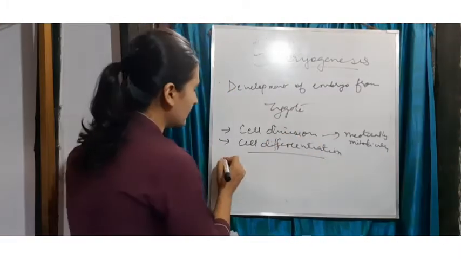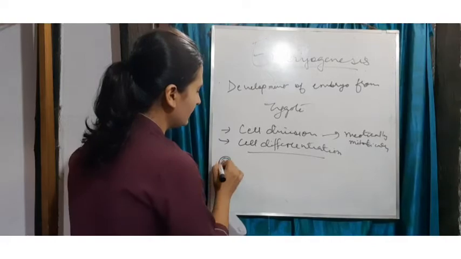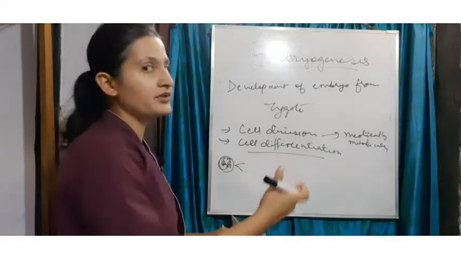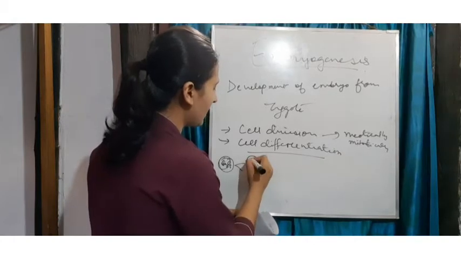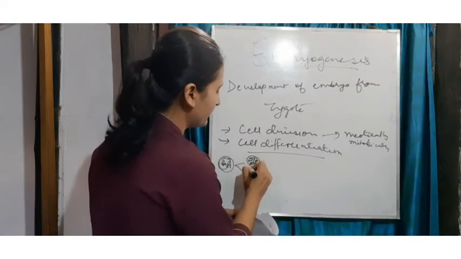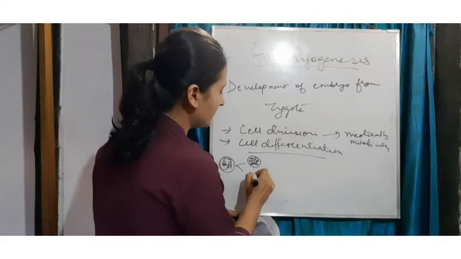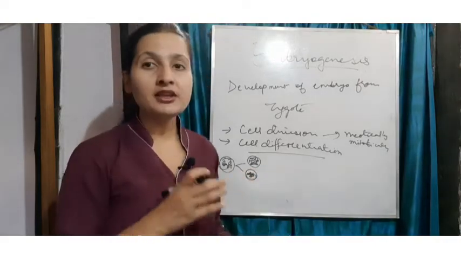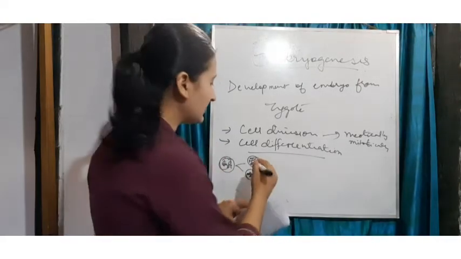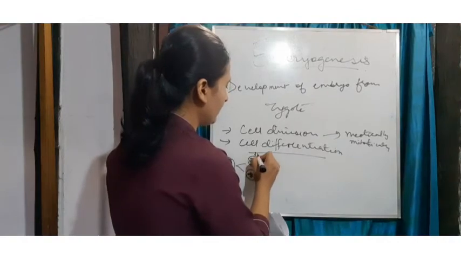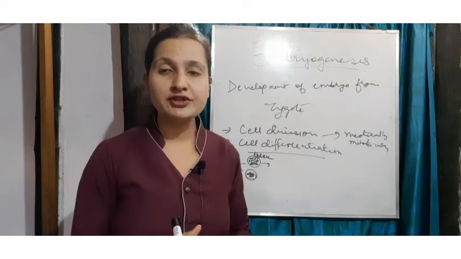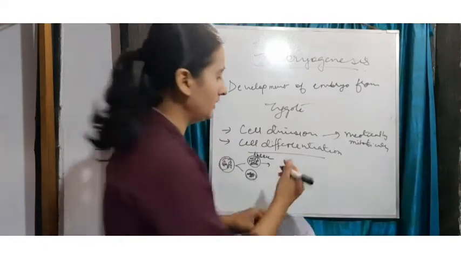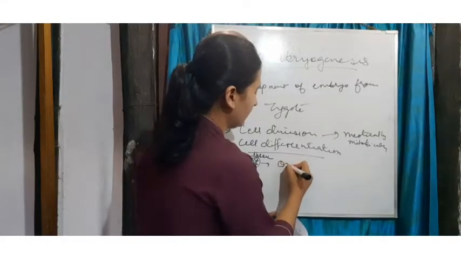We know that the zygote is a single cell. When cell division takes place, similar types of cells start forming a group, which is called cell differentiation, the grouping of cells. These cells together form tissue, and again similar kinds of tissues together form an organ.